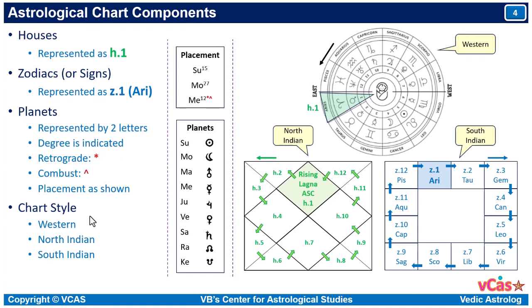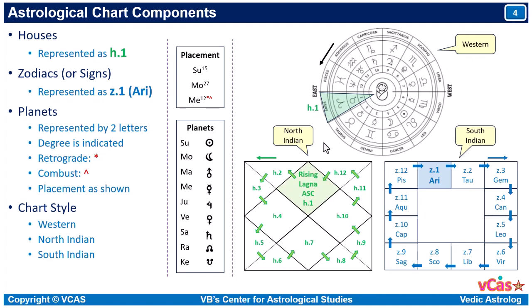There are three major chart styles: Western, North Indian, and the South Indian. Western style chart is laid out in a circular manner. The innermost circle shows houses, the next circle shows planets, and the next to the planets show zodiacs. House number 1 is fixed here.